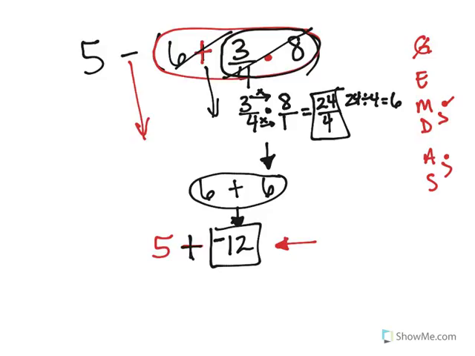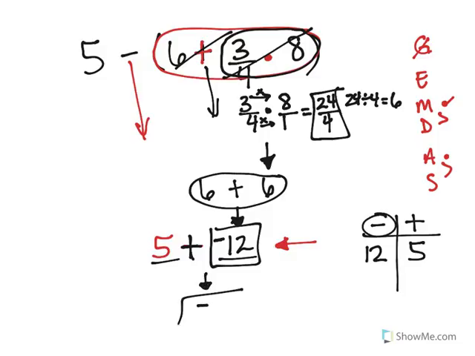Now that I'm adding integers, I can use the scoreboard. And I'm going to show my work over here. Negative team versus positive team. The 5 is positive. The 12 is negative. Which team scored the most points? The negative team. I'm going to put that right there because I don't want to forget. And by how many points? Well, 12 minus 5 is 7. So that is my answer, negative 7.